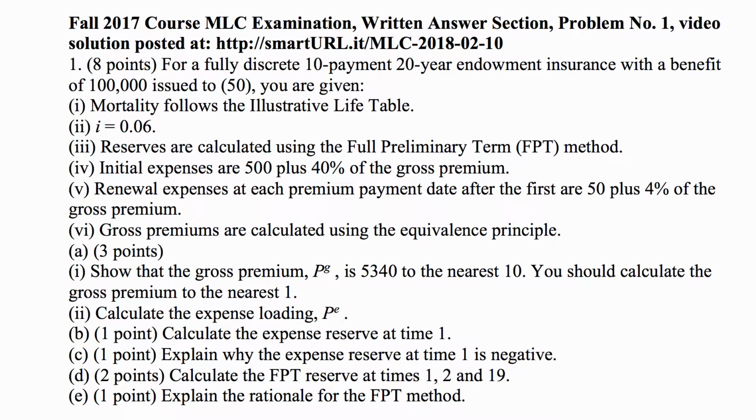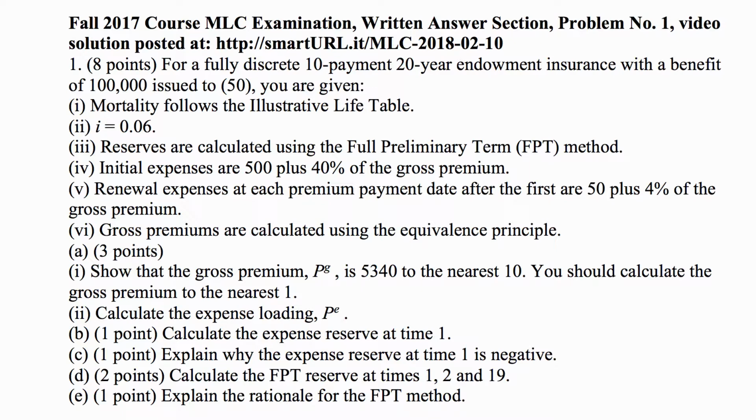Here's the first written answer problem from the last exam MLC from fall 2017. For a fully discrete 10-payment 20-year endowment insurance with a benefit of $100,000 issued to a 50-year-old, you are given: mortality follows the illustrative life table, interest rate is 6%, reserves are calculated using the full preliminary term method, initial expenses are $500 plus 40% of the gross premium, renewal expenses at each premium payment date after the first are 50 plus 4% of the gross premium.